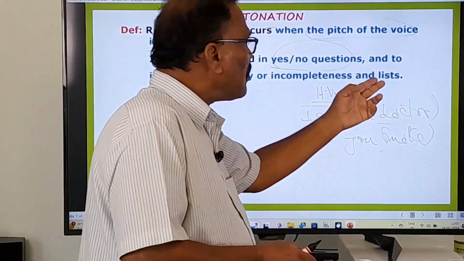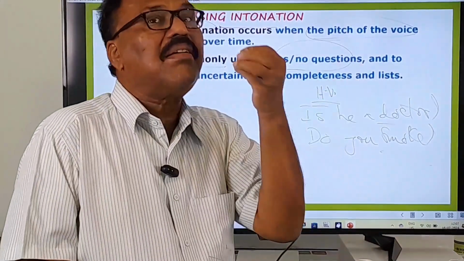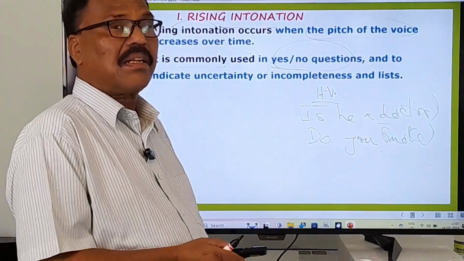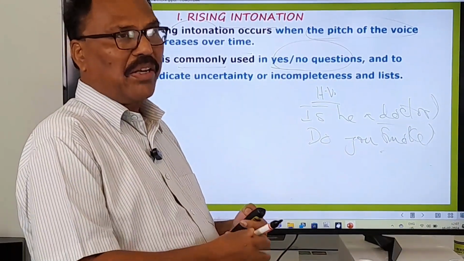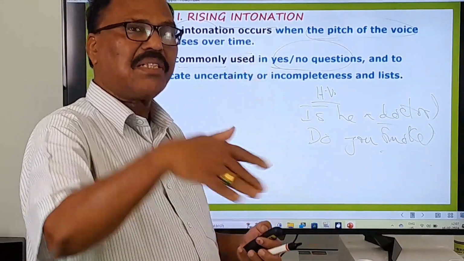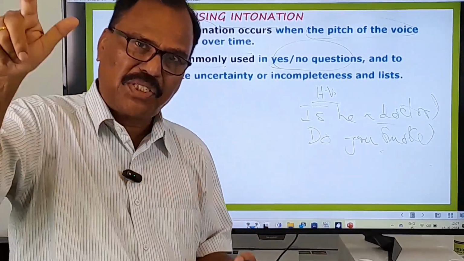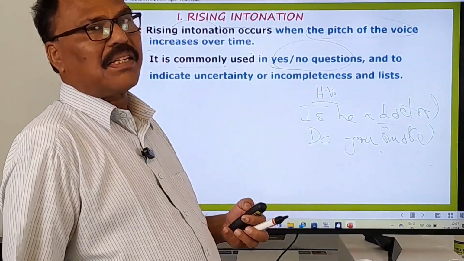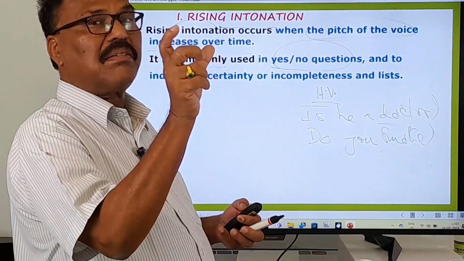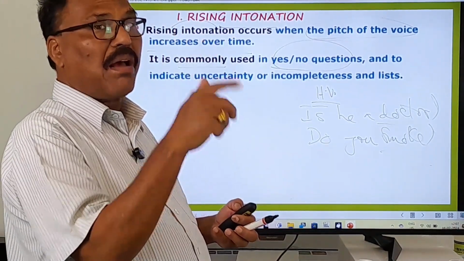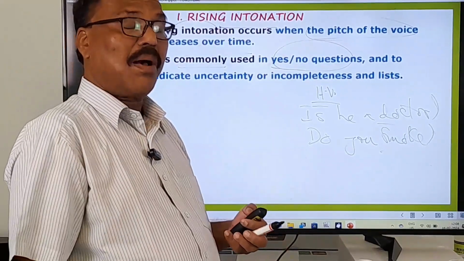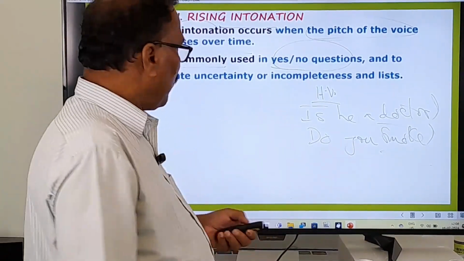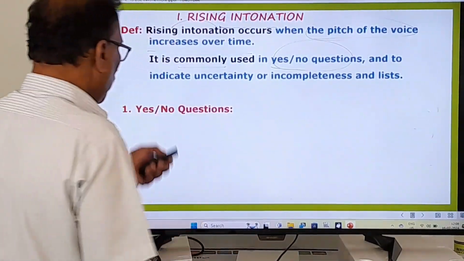And we also use rising intonation to indicate lists. You make a mention of some list. I'm going to the market to buy dash, dash, dash, dash. You are giving a list, isn't it? So when you make lists, what happens? You generally use this rising intonation. How? I'm going to give you some examples to make you understand this. Right. And here, yes/no questions.